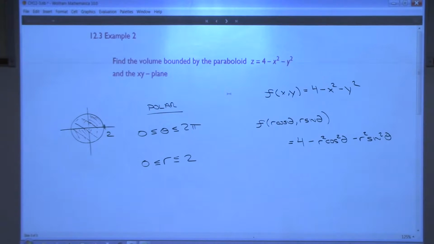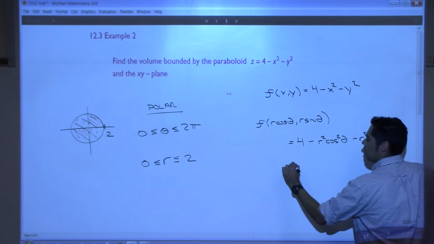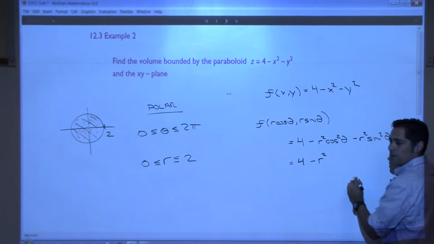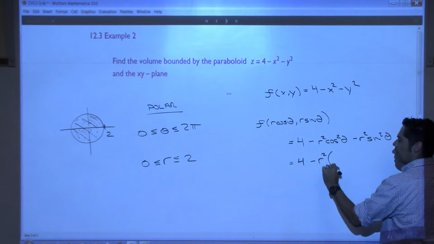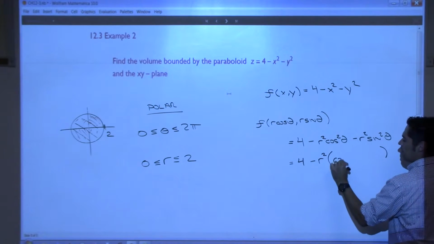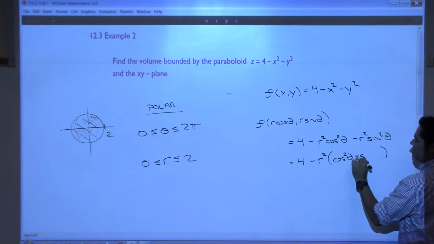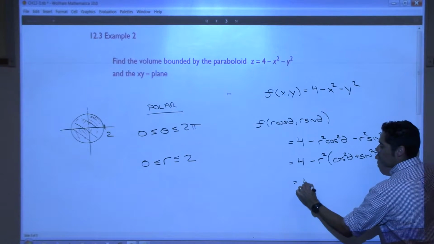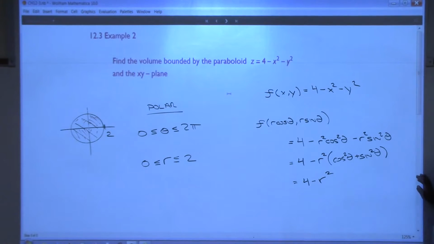And what can you do with that? You can factor an r squared out of each of those, right? How about a little bit more? How about a negative r squared out of both of those? What would you be left with? Cosine squared theta plus sine squared theta, which is 1. So this is just 4 minus r squared.